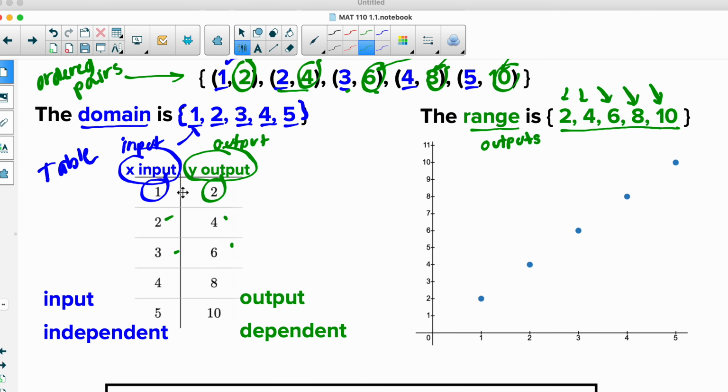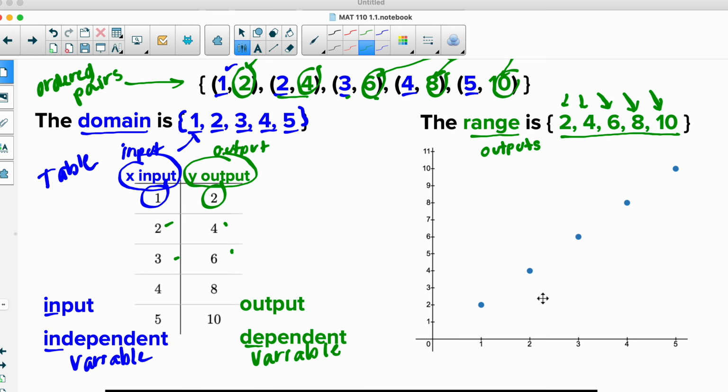We can also describe the inputs and the outputs with additional descriptors. So our inputs are also called our independent variable, and our outputs can also be referred to as our dependent variable. And all that really means is that the output value I get depends on what I input to my function.